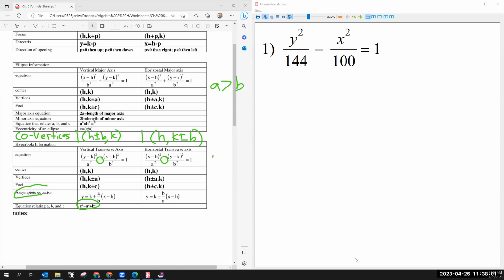All right. So for number one, which one is the a squared? 144, because it comes first. Which one's the b squared? 100, because it comes second. I can also just look at this and very quickly figure out, is it vertical or horizontal? Vertical. How do I know it has to be vertical? Yeah, the y comes first, so this one has to be vertical.